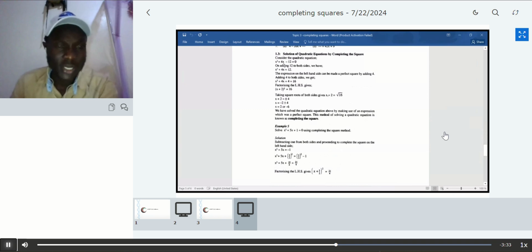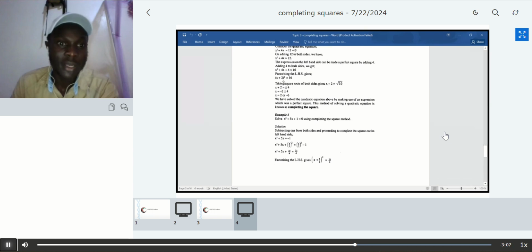We consider the quadratic equation x² + 4x − 12 = 0. Adding 12 to both sides, we have x² + 4x = 12. The expression on the left hand side can be made a perfect square by adding 4. We add 4 on both sides, and we get x² + 4x + 4 = 16.